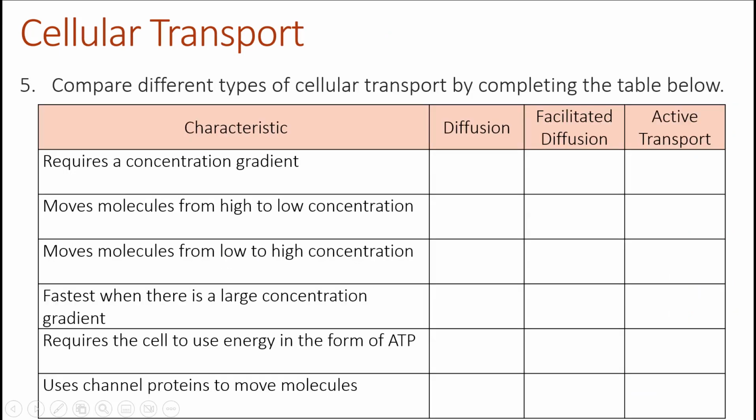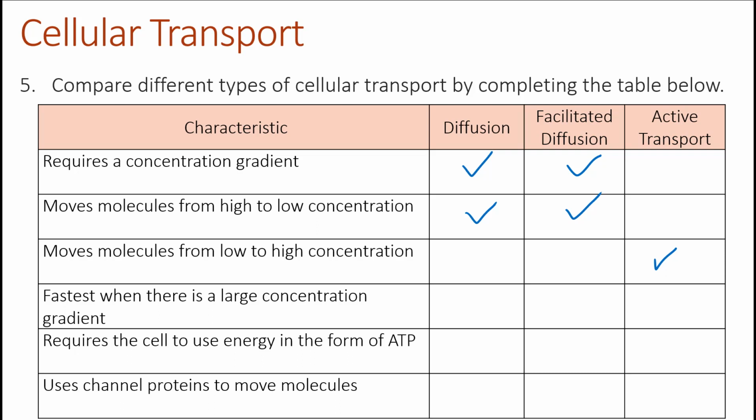The next question is about types of cell transport. So, how the cell can move materials in and out of the cell. So, requires a concentration gradient. This is going to be true for diffusion and facilitated diffusion. Molecules move from high to low concentration. That is diffusion. If you want to move molecules in the opposite direction, against the concentration gradient from low to high, the cell is going to need to put energy in to do that. So that would be active transport.